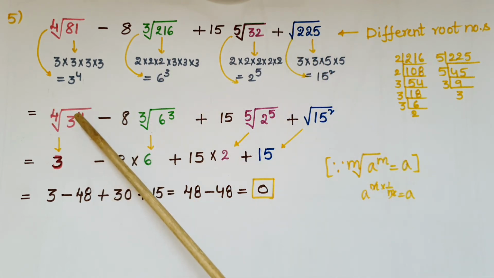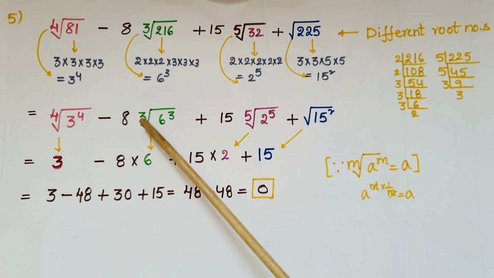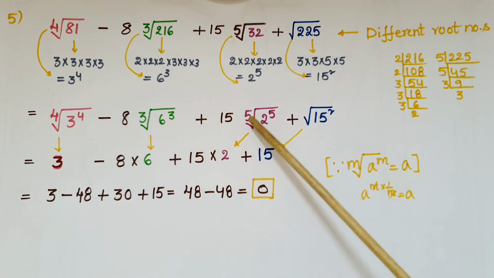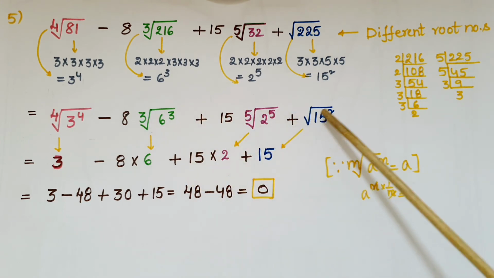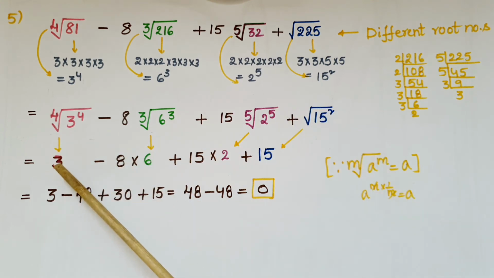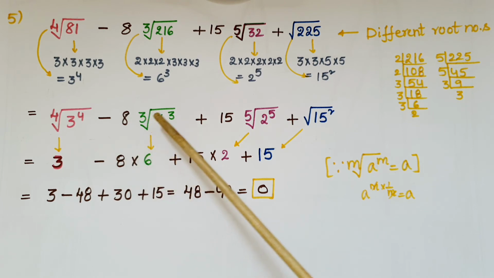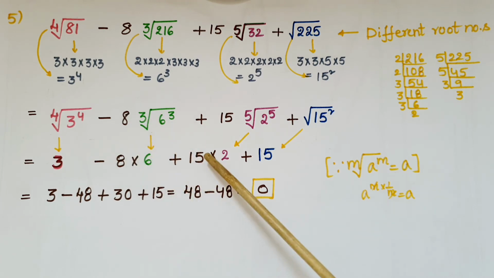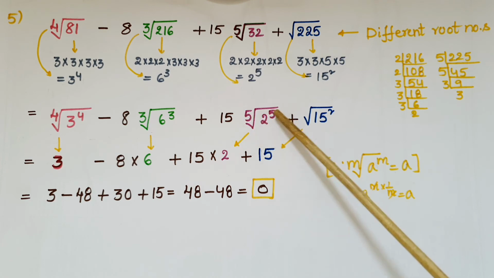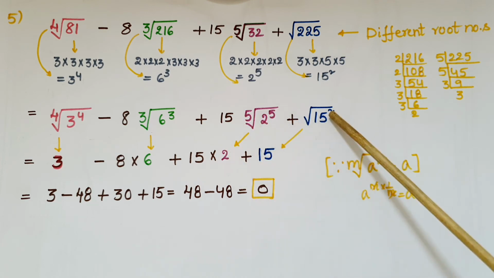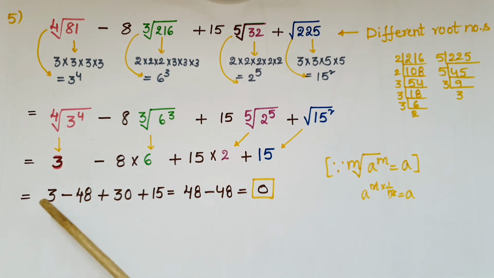Now fourth root of 3 to the power of 4 minus 8 into cube root of 6 cube plus 15 into fifth root of 2 to the power of 5 plus square root of 15 square. This is 3. Fourth root of 3 to the power of 4 is 3 minus 8 into cube root of 6 cube is 6 plus 15 into fifth root of 2 to the power of 5 is 2 plus square root of 15 square is 15. So this is 3 minus 8 6s are 48 plus 15 2s are 30 plus 15. This is 48 minus 48, that is equal to 0.